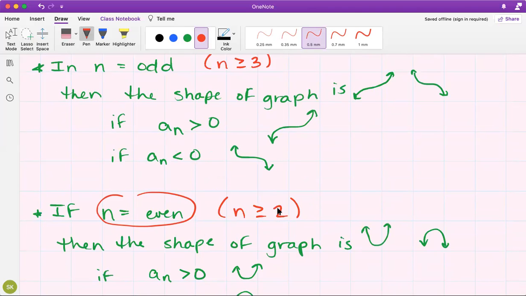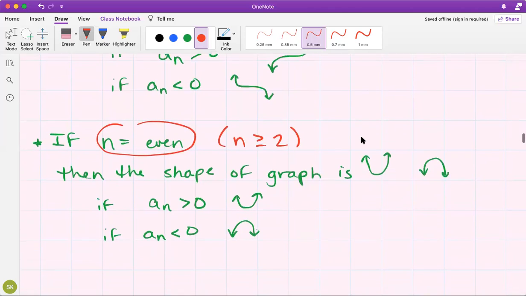And that's because if n is 1, we know that we just have a line. And if n is 0, which would make it even, we would just have a line as well. And so it doesn't look like a parabola. It's only when our degree is bigger than 2 that we have something that's a parabola and even. If the degree is odd and bigger than 3, then we have something that looks like x cubed.